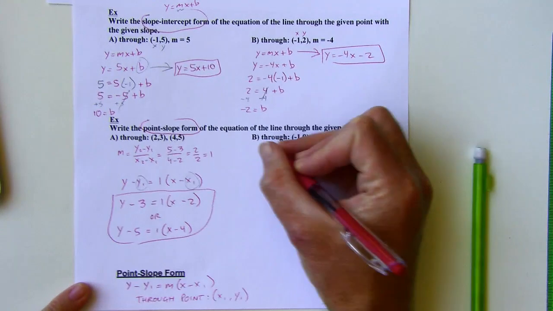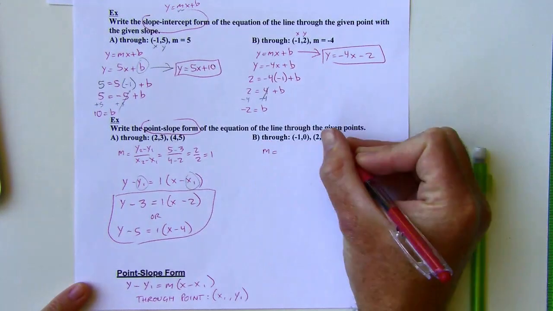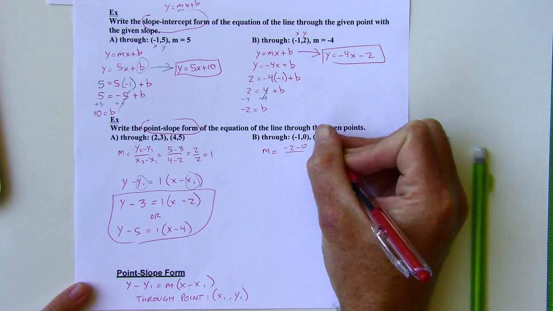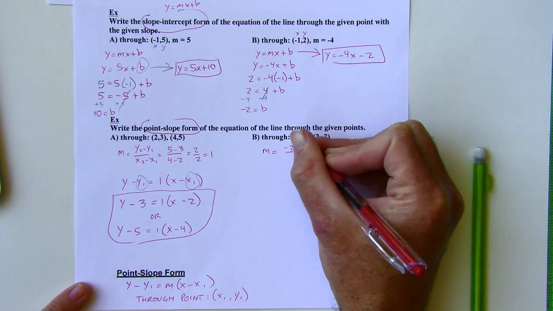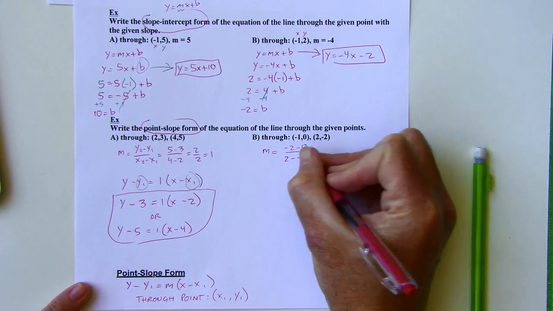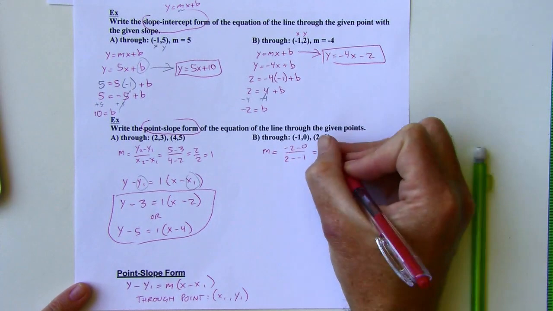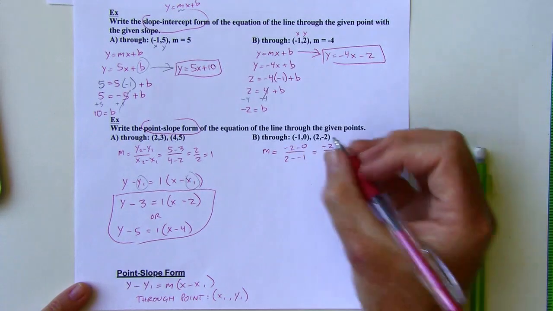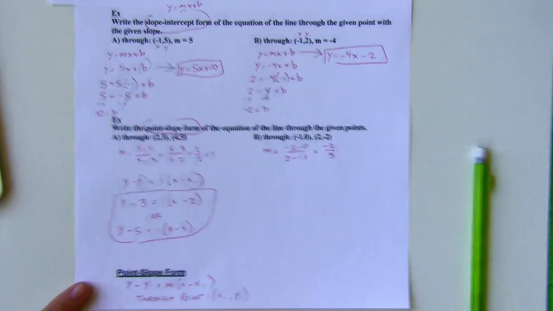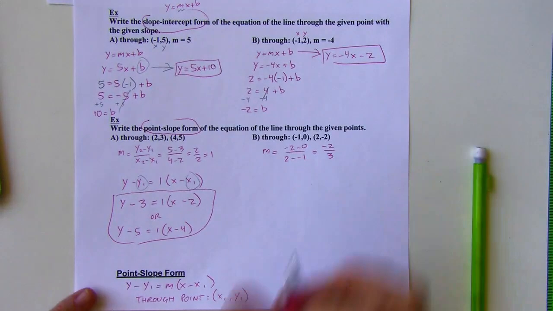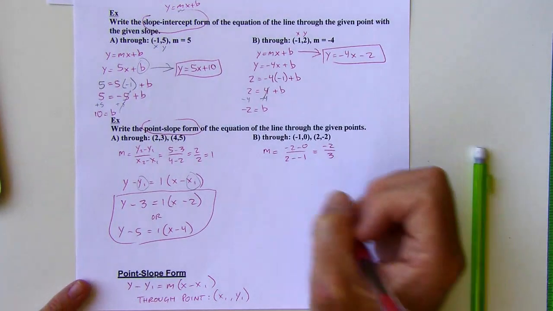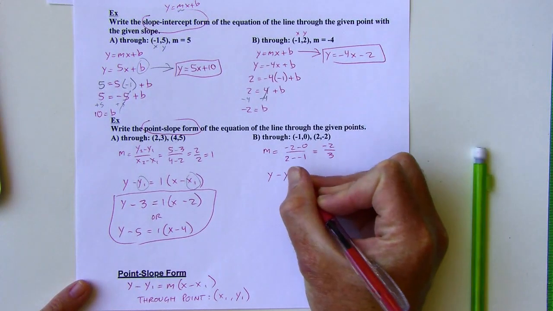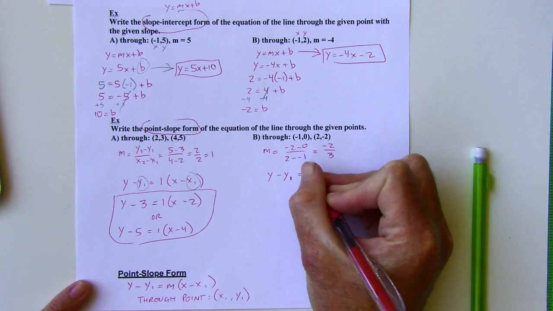So I want to find the slope. I'm going to subtract the y's on top in the numerator, and on bottom, 2 minus negative 1 in the denominator. So I've got negative 2. That would be 2 plus 1 actually, right? Because I got a double negative. So there's my slope, okay? Now I'm going to use point-slope form.